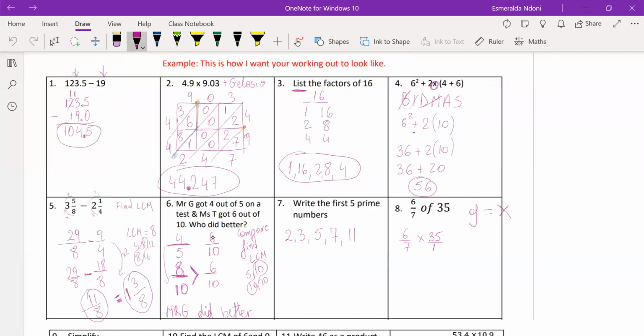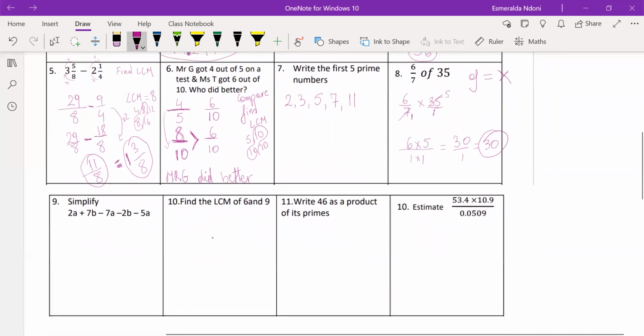Now, we're going to see if we can simplify first, because it's easier to make your life easy. You simplify first. So we divide both of these numbers by 7. 35 divided by 7 leaves me with a 5, and 7 divided by 7 leaves me with a 1. So I have 6 times 5 over 1 times 1, and that will give me 30 over 1, or just 30. And that's your finished answer. 6/7 of 35 is 30.